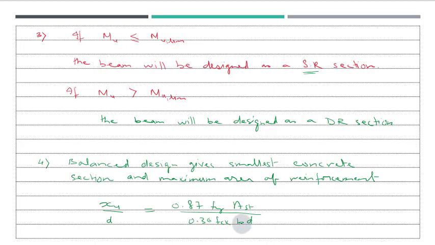Maximum. In this formula, you see b d corresponds to concrete area. If I increase this concrete area, my Xu value is going to reduce. If it is reducing, it means what? That you have an under reinforced section. Suppose you have a balanced design: Xu is fixed, so the b d will also be fixed, and that b d will correspond to the smallest concrete section. But if Xu is maximum, of course Ast also has to be maximum. So that's why it's been written that a balanced design gives the smallest concrete section and maximum area of reinforcement.